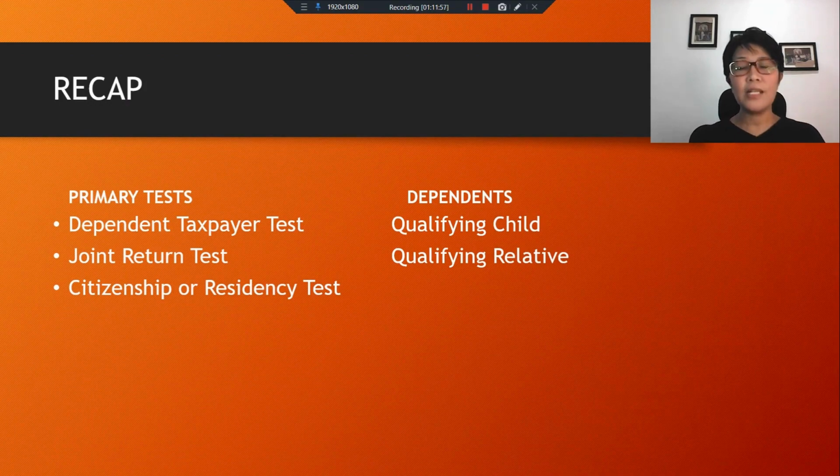Okay. Ito na tayo. So, again, for this topic, importante na malaman nyo yung primary test. Kumbaga, dito pa lang, guys, ma-determine nyo na kung magko-qualify yung tao as dependent or hindi. So, napaka-importante na alam nyo ano yung primary test. Kumbaga dito pa lang tapos na ang boxing. Pag hindi nag-qualify, huwag nyo na ituloy. No? Hindi na siya magko-qualify as dependent. So, primary test, tatlo lang: dependent taxpayer test, joint return test, citizenship or residency test. So, again, parang DJC. Para madali.